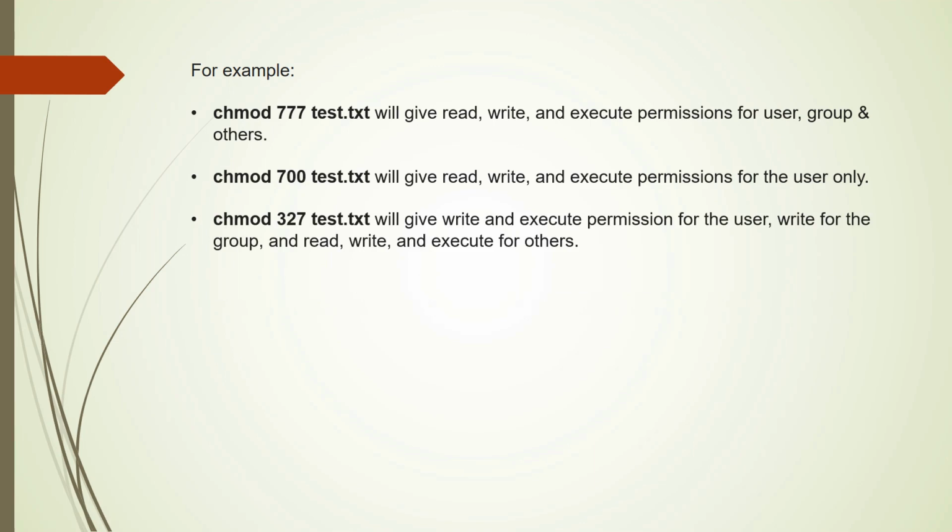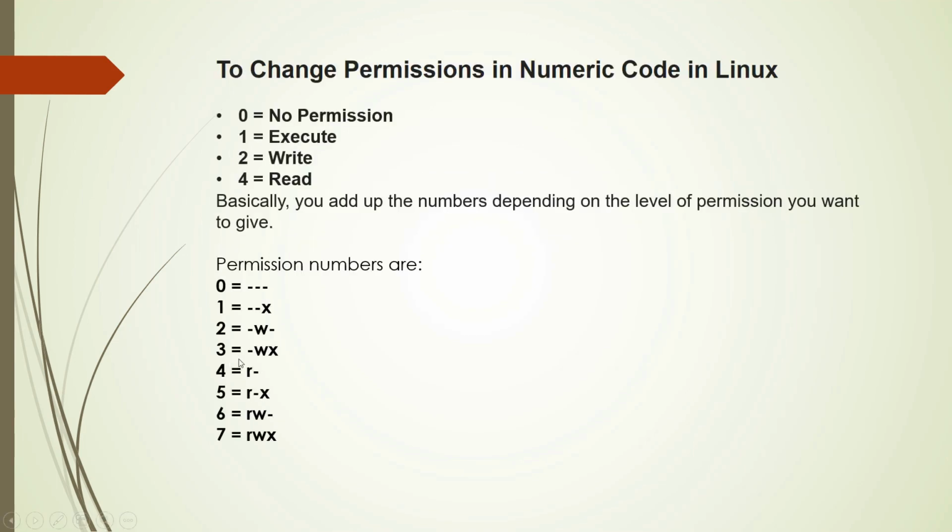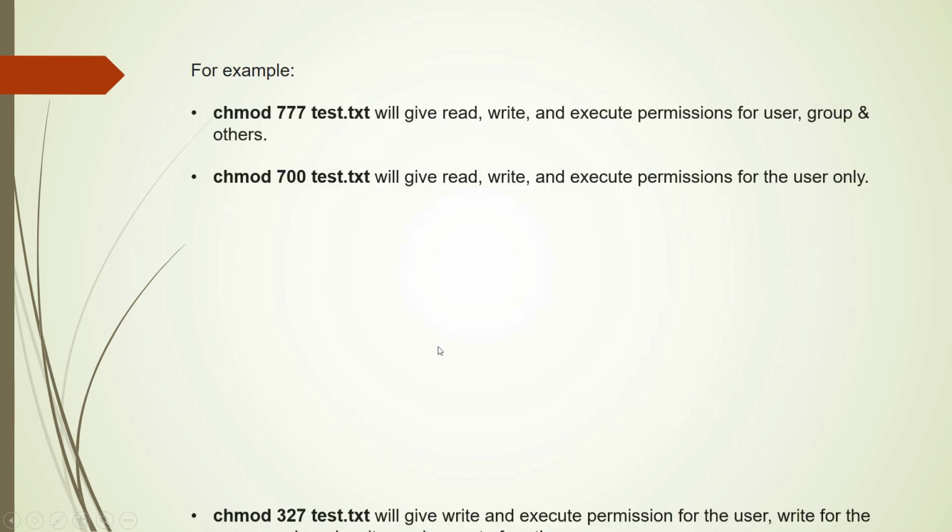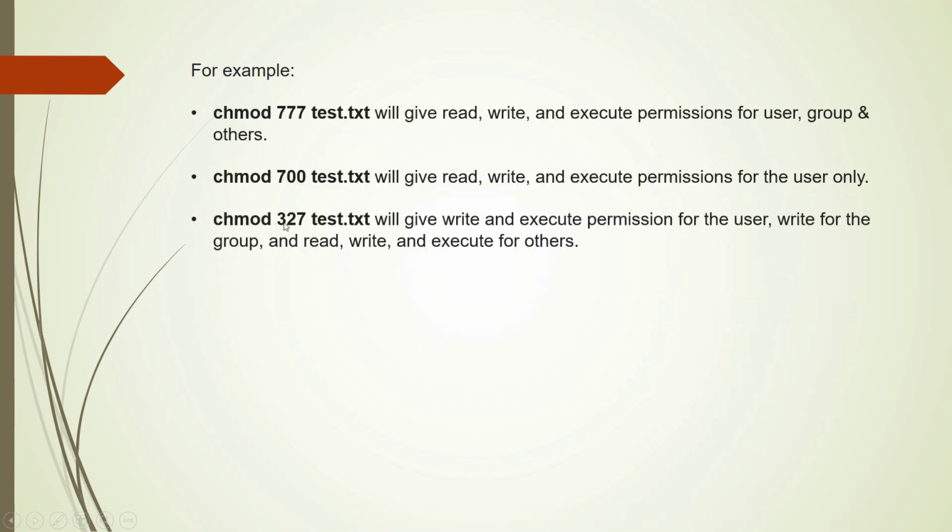Similarly, if we look at 327, we have to go back to the file and we see that 3 means write and execute permission and 2 means write permission. So we see that write and execute permission is given to user, write permission is only given to group, this 2 represents write permission, and read, write and execute permission is given to others. This 7 represents read, write and execute permission to others.